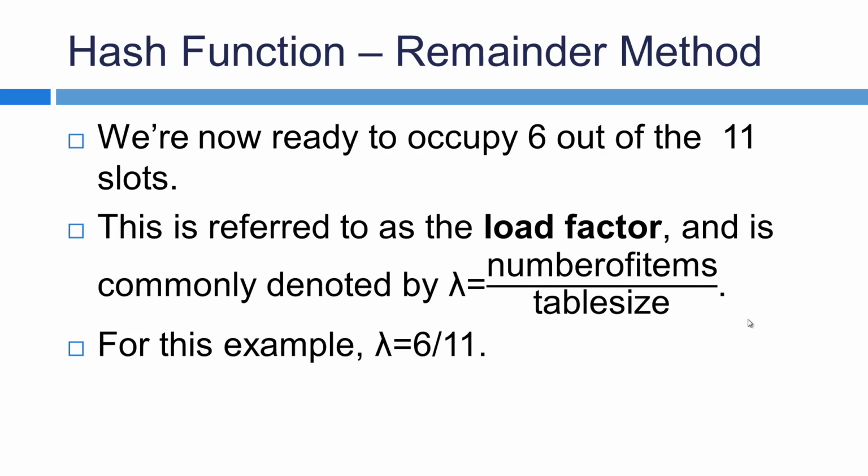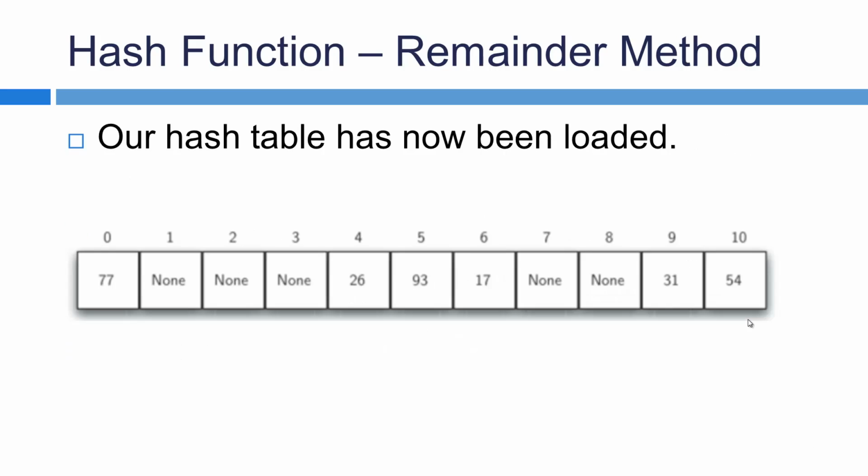That means we're now ready to occupy 6 out of those 11 slots, and this is referred to as the load factor, and it's sometimes denoted by this equation. The load factor is equal to the number of items divided by the table size. And in this example, the load factor is 6, the number of items, divided by a table size of 11. That means our hash table now looks like this after it was loaded with those items. So again, we just use that hash function, in this case the remainder method, to assign slots, those numbered slots, to the items we wanted to put into it.